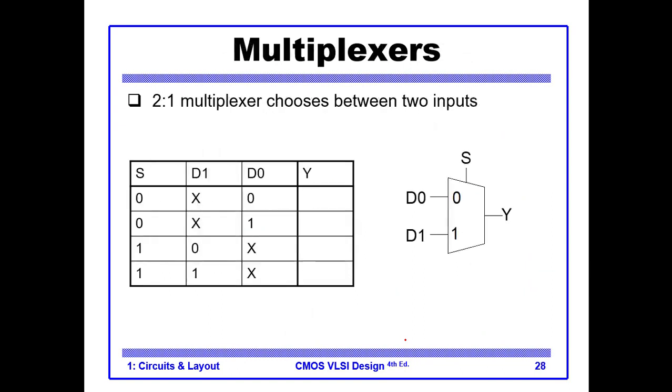Now we come to another important circuit, that is the multiplexer. So what is a multiplexer? A multiplexer can choose between two inputs. Imagine that you have one output and you want to connect it to two inputs, D0 and D1, and which one will connect depends on the signal S, or select signal.